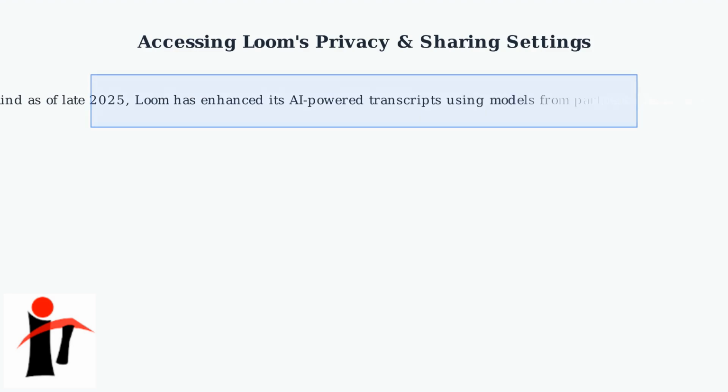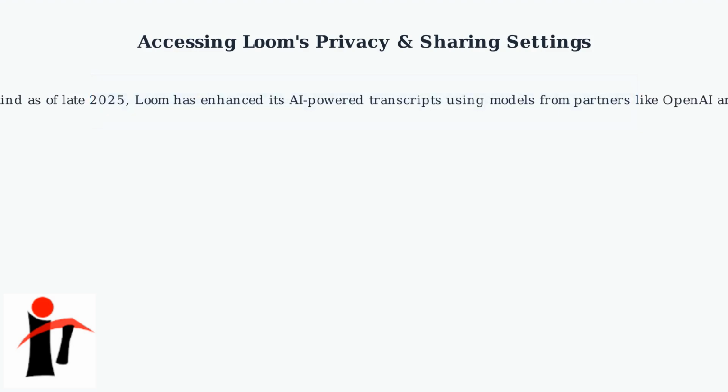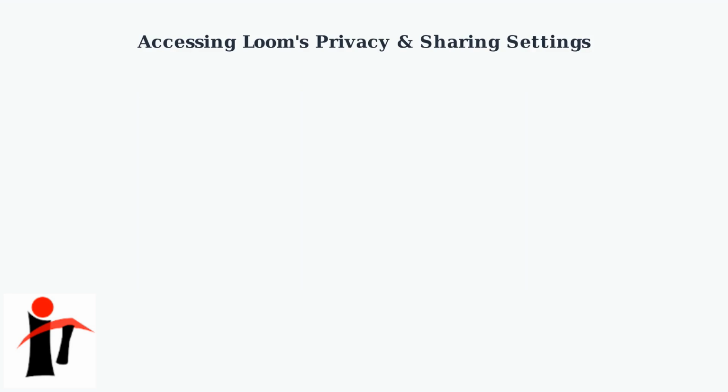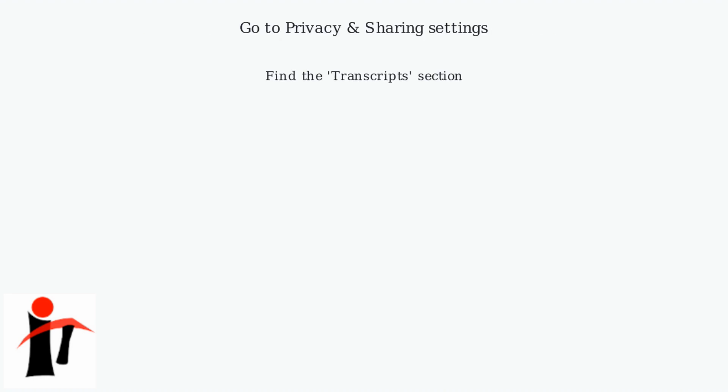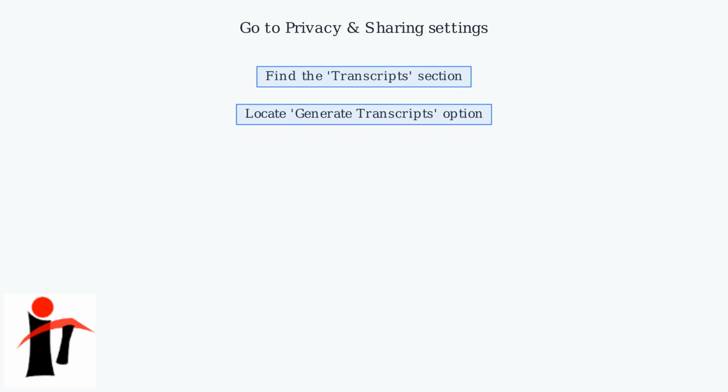Keep in mind, as of late 2025, Loom has enhanced its AI-powered transcripts using models from partners like OpenAI and Google. Navigate to the Privacy and Sharing settings in your Loom account. Within this section, locate the Transcripts area, where you'll find the Generate Transcripts option. Here, you'll see the option labeled Generate Transcripts, which controls whether Loom automatically creates transcripts for your videos.